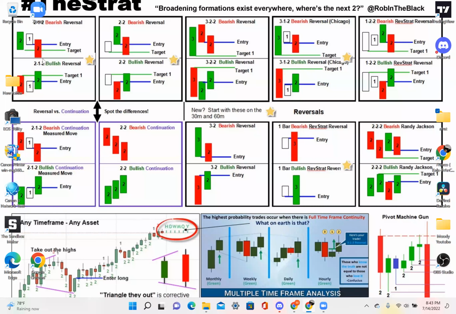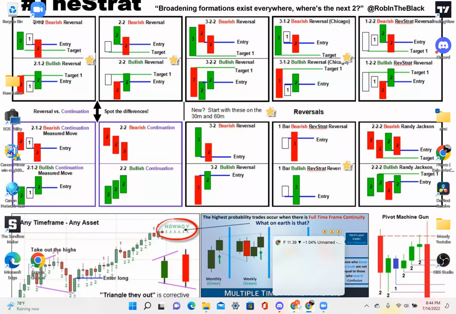2-1-2 bearish reversal, or you can get a 2-1-2 bearish continuation, right? A lot of the bearish reversals are going to be green to red, or red to green, whatever color the middle is. I apologize. Green to red or red to green. And continuations normally are always going to be green to green or red to red, right? But that is not always the case, that's just a rule of thumb for me.